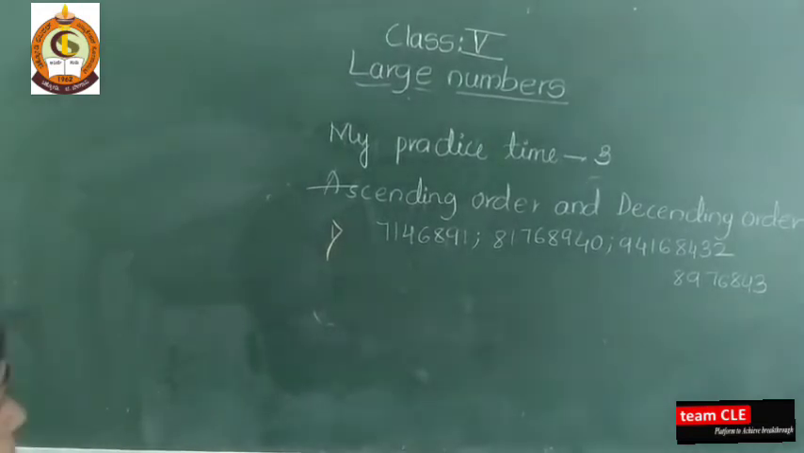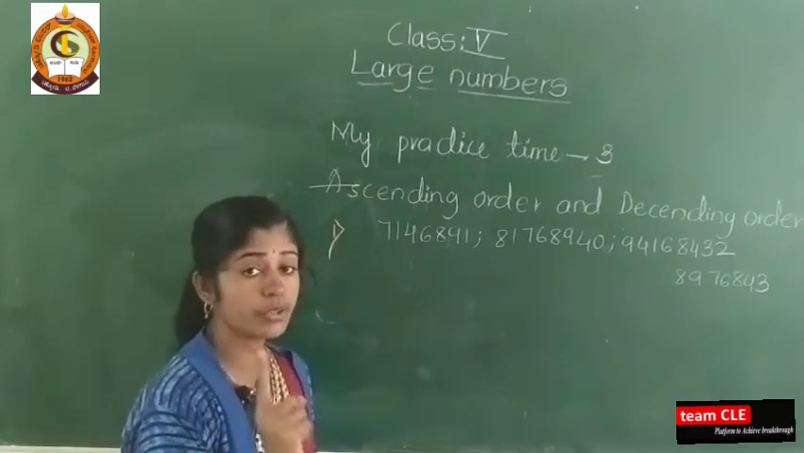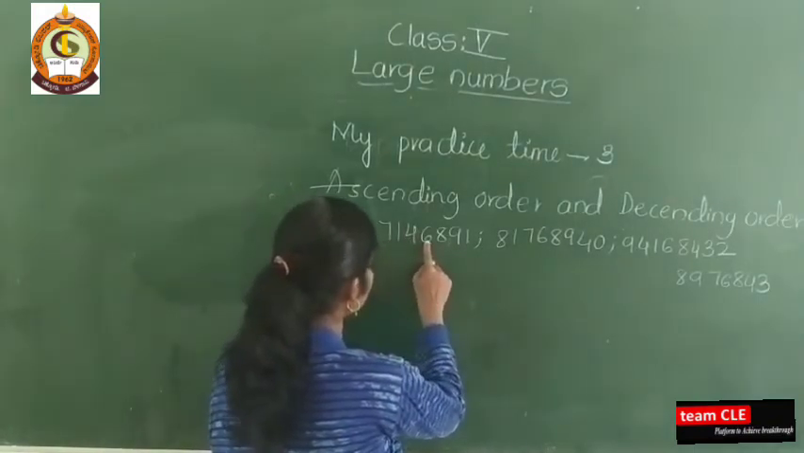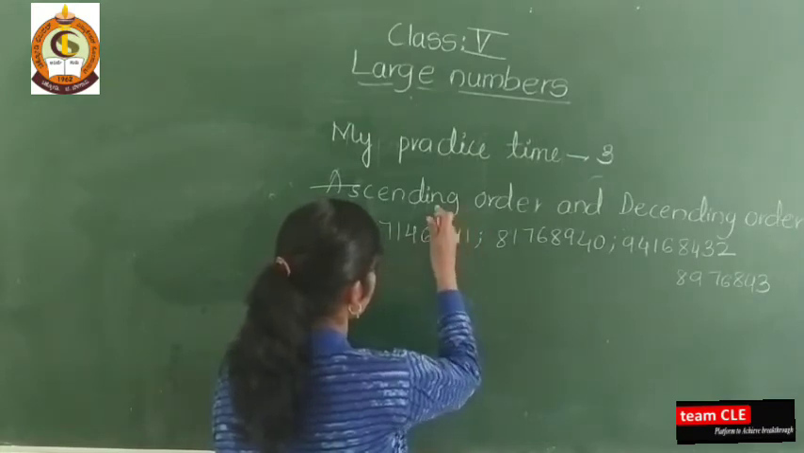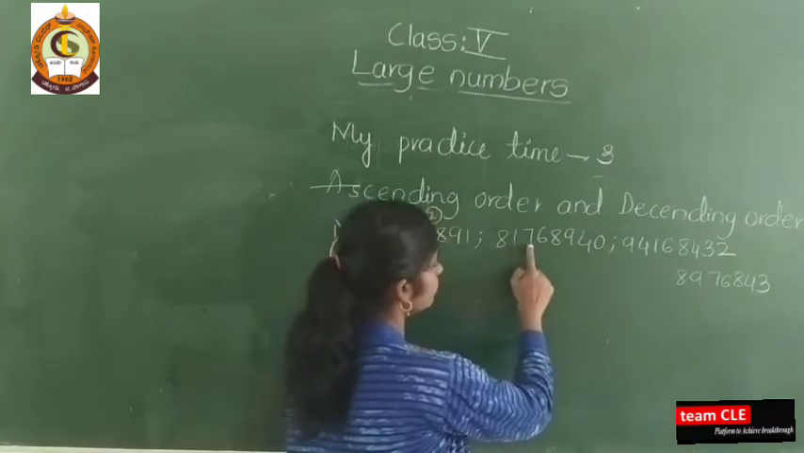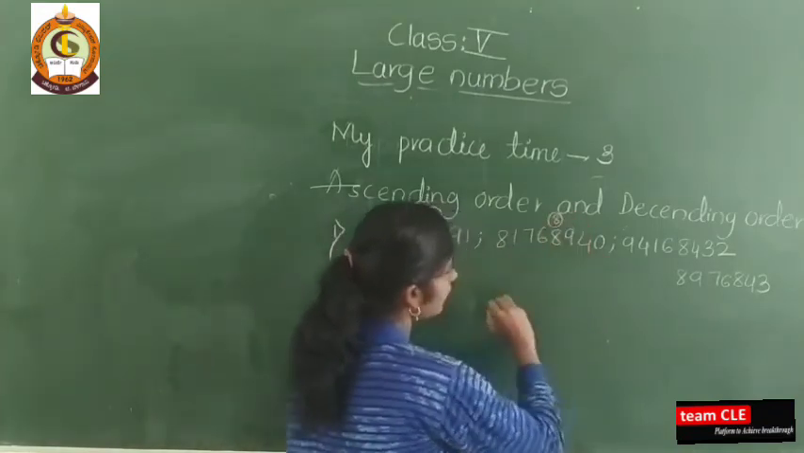Next, how to compare and arrange these numbers? First step, you need to count the number of digits. Count here: 1, 2, 3, 4, 5, 6, 7. So here the number of digits is 7. Here you count: 1, 2, 3, 4, 5, 6, 7, 8. Here the number of digits is 8.